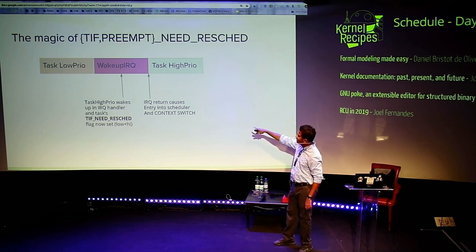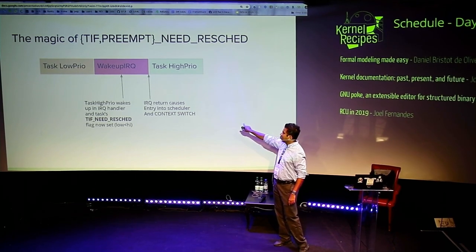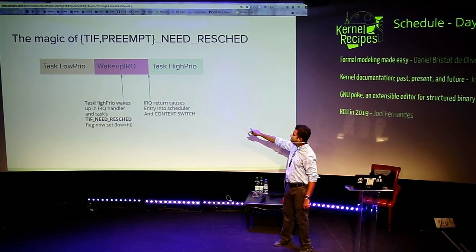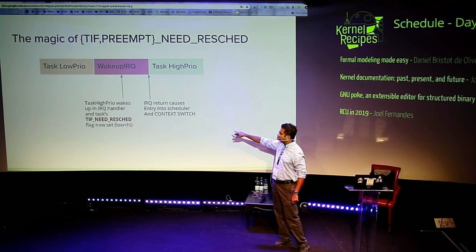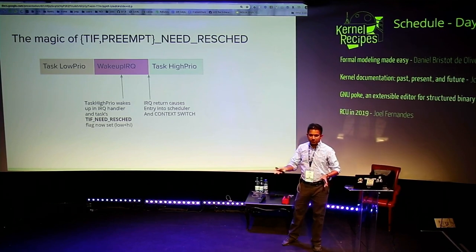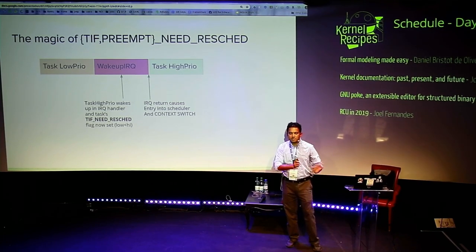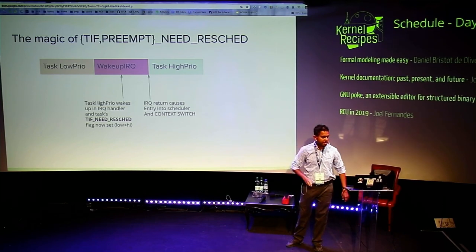And at the end of the interrupt, the interrupt return looks at that flag, and now it knows that it needs to enter into the scheduler because that flag is set. So this is kind of the way wake-up preemption works. When something high priority wakes up, the low priority task needs to be scheduled out, and the high priority task needs to be scheduled in.